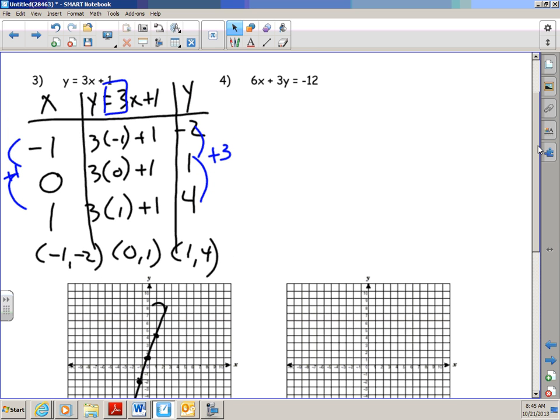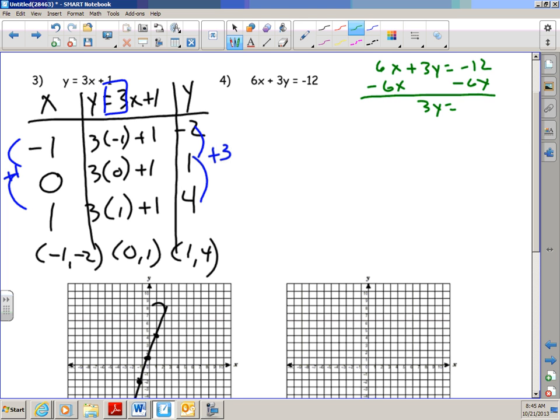Okay? Now, in example 2, I have the additional step of having to convert this into y equals or slope-intercept form. So over here, I'm going to do that conversion. I subtract 6x. 3y equals negative 6x minus 12. Divide everything by 3. So I get y equals negative 2x minus 4.